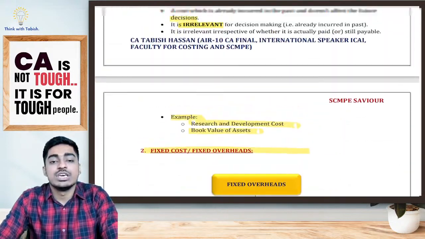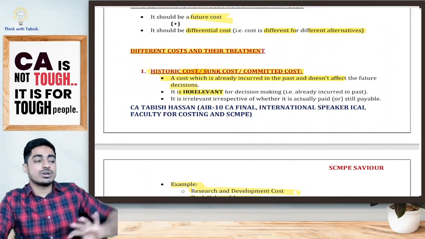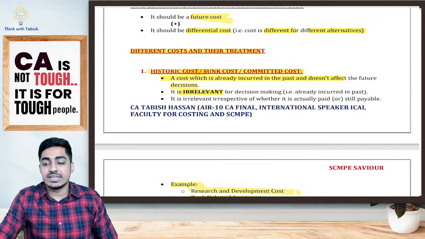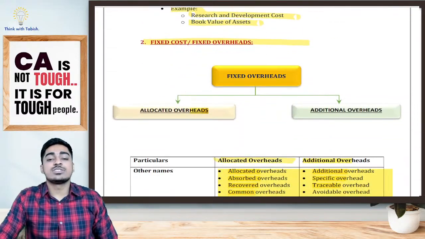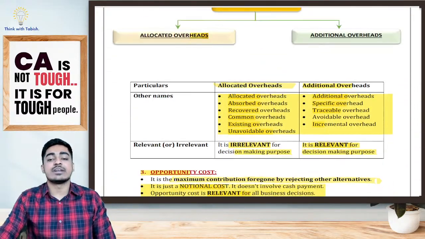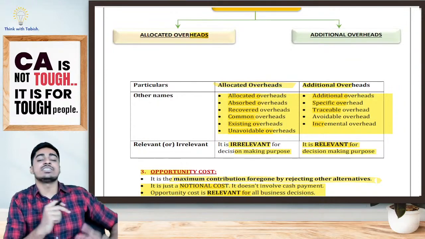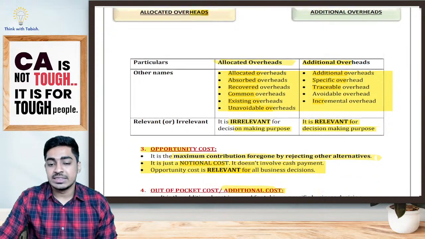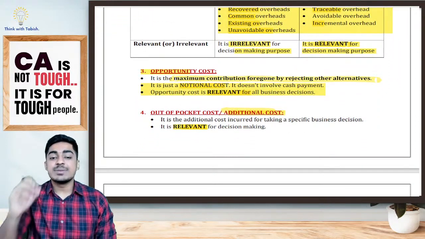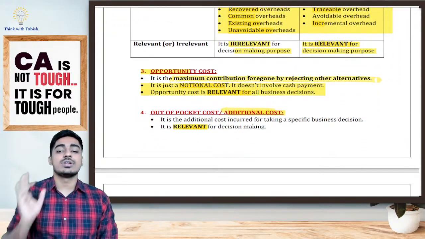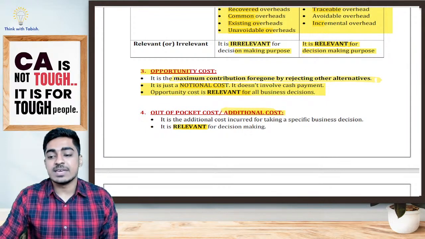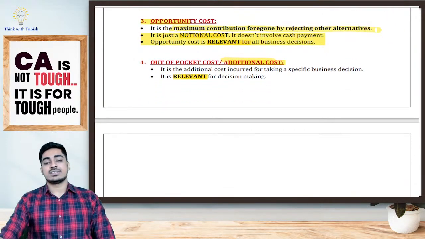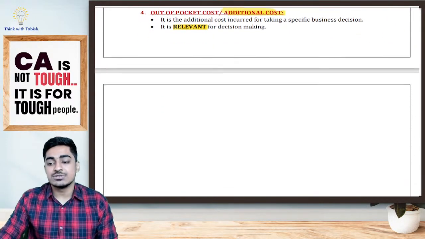First, we have told historic cost, committed cost, sunk cost in the past, so it is irrelevant. Next, we have told fixed cost, fixed overheads. We are telling there are two things. Allocated, it is just the existing cost, irrelevant. Additional, extra we are incurring, so it is relevant. Thirdly, opportunity cost. It is the maximum contribution foregone. It is relevant. Next, we have the out of pocket or additional cost. This also extra we are incurring, so this is also relevant.